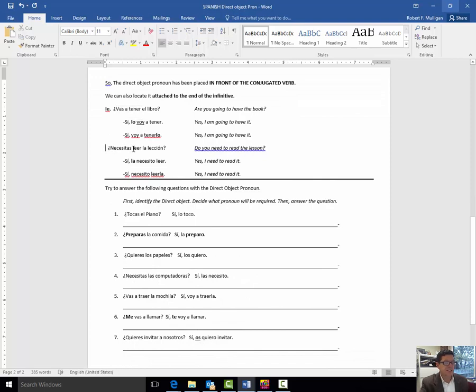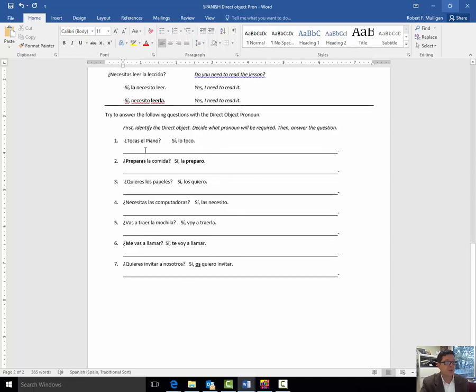Example, ¿Necesitas leer la lección? Do you need to read? Here's an infinitive. Sí, la necesito leer. Or, sí, necesito leerla. There's the other example where we're attaching it to the end of the infinitive. So here, let's go through some of these together. ¿Tocas el piano? Sí, lo toco. Yes, I play it. Lo is taking the place of the piano.